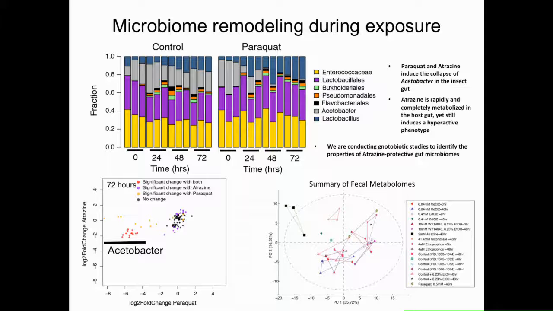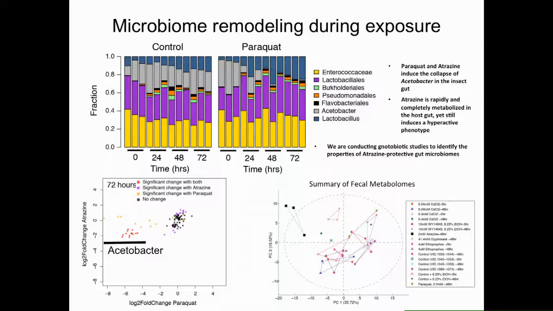When we look at how the gut microbiome changes over time in control versus pesticide exposure, here showing paraquat, we see that there are substantial effects. We see some microbiome remodeling. In particular, paraquat, by 48 hours, has really started to eliminate the Acetobacter from the fly gut. And by 72 hours, it's pretty much completely gone. Lactobacillus and a few others have taken over the metabolic niche that it previously occupied.